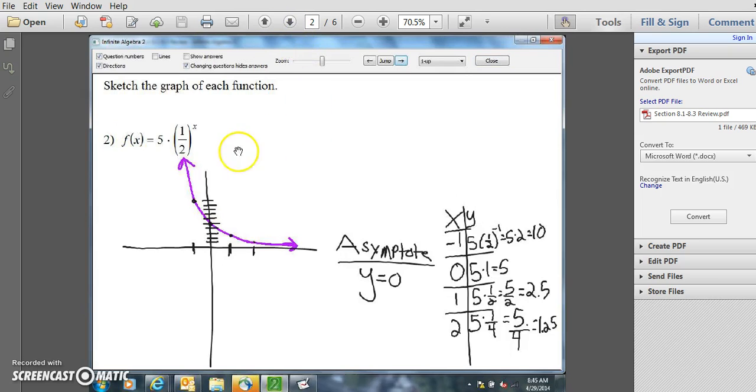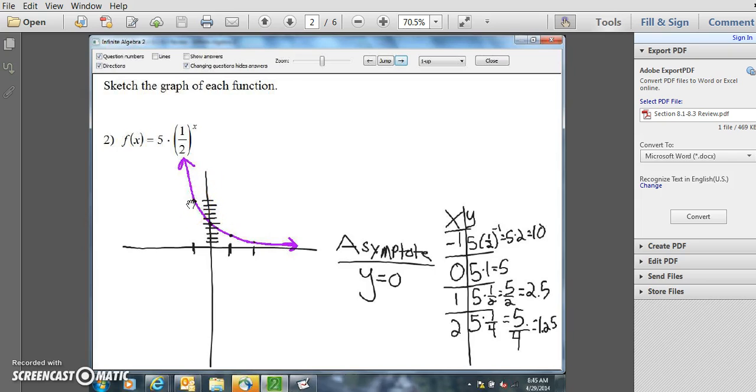The second question is an exponential decay because of that 1/2 to the x right there. Remember, that's between 0 and 1. That makes it a decay. So I go ahead and plot this out. I put in -1, 0, 1, and 2.